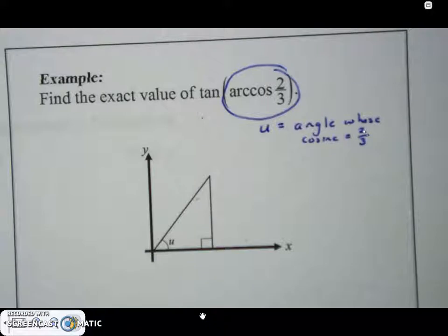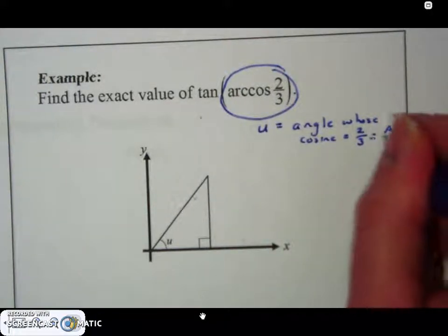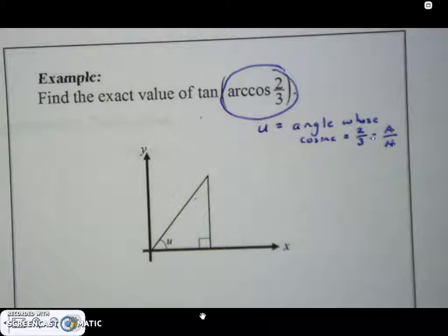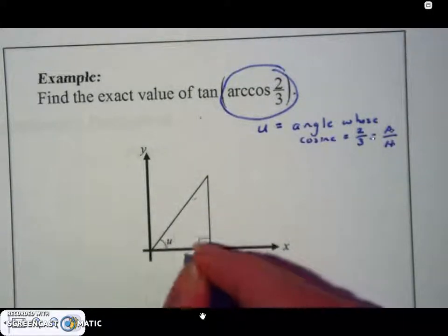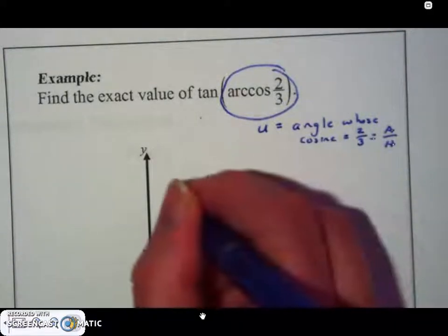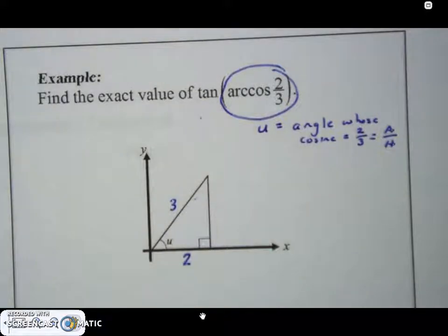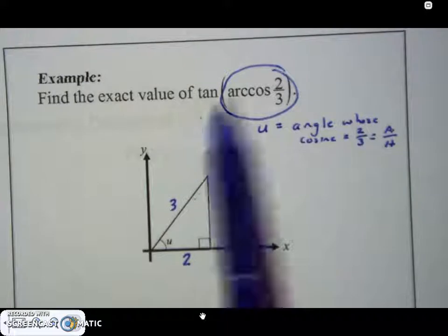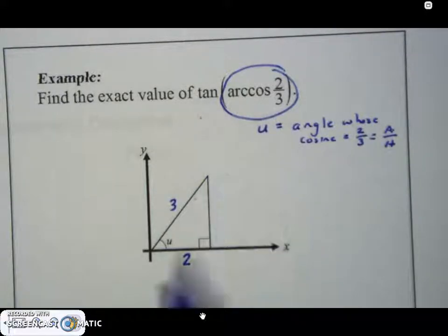So cosine is a ratio of what two sides? Good. So this is adjacent over hypotenuse. So we're going to label that on our triangle. Adjacent to that angle, we're going to put the 2, and we have the hypotenuse, which is 3. Okay, and what we want to know is the tangent of the angle whose cosine is 2/3. So there's my angle whose cosine is 2/3. I want the tangent of it.